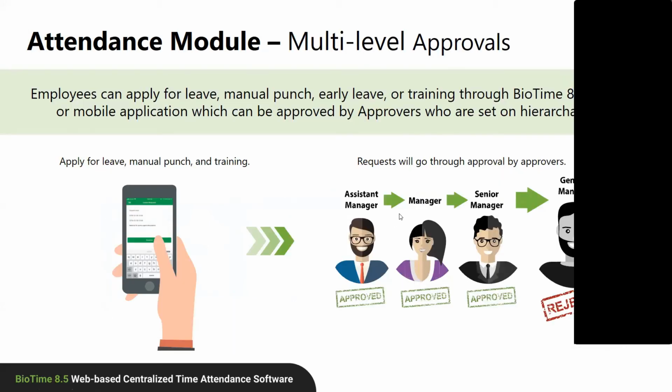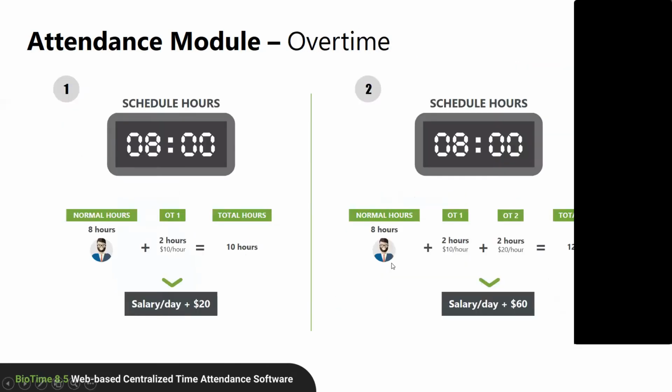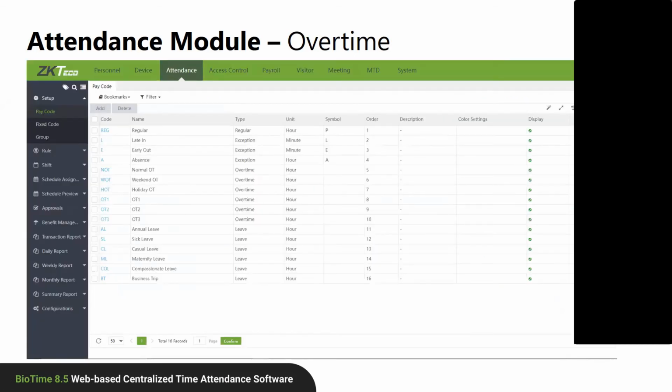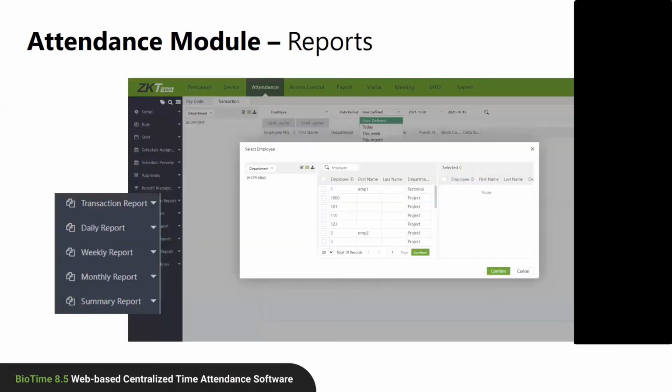Okay, the multi-level approvals, I explained to you already. And then the main overtime module, like how to set the OT rule, for the schedule hours and for the non-schedule hours, which can be used for payroll calculation. So for all the overtime, you can see pay codes here. Whichever type is categorized as overtime can be listed from this pay code.